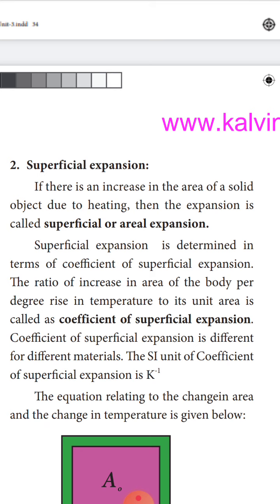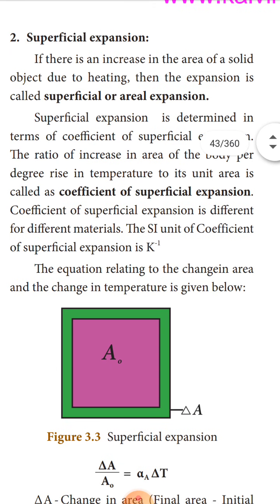What is the coefficient of superficial expansion? Superficial expansion is determined in terms of the coefficient of superficial expansion. The ratio of increase in area of the body per degree rise in temperature to its unit area is called the coefficient of superficial expansion. It is different for different materials. The SI unit of coefficient of superficial expansion is K power minus 1.